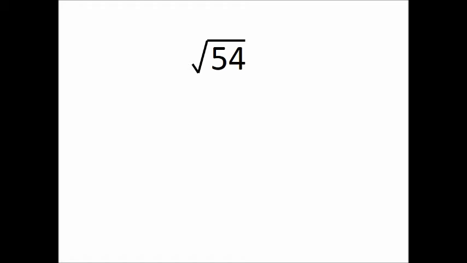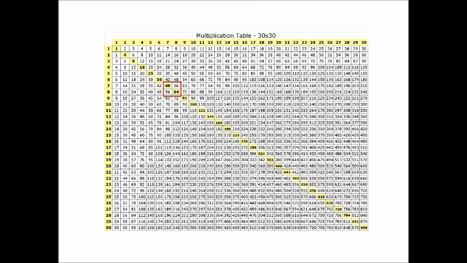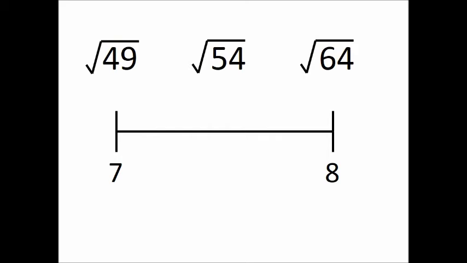So next, 54. Let's find 54. Okay, so let's see. 54 is between 49 and 64, so it's between 7 and 8. So it's going to be 7 point something. So let's find out what this is.